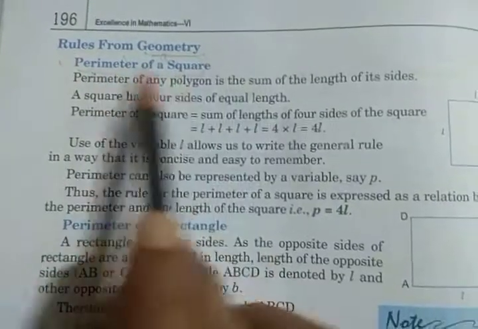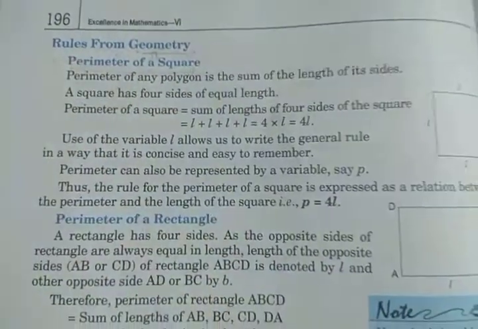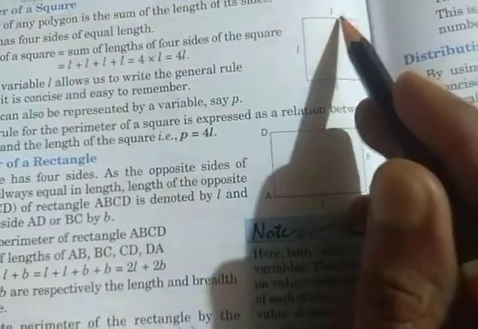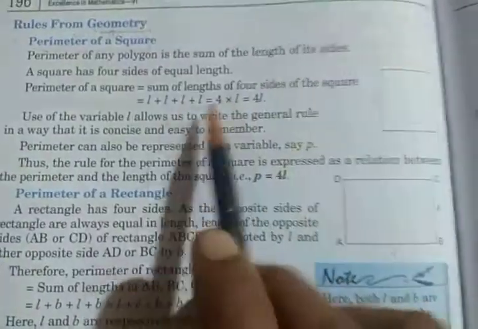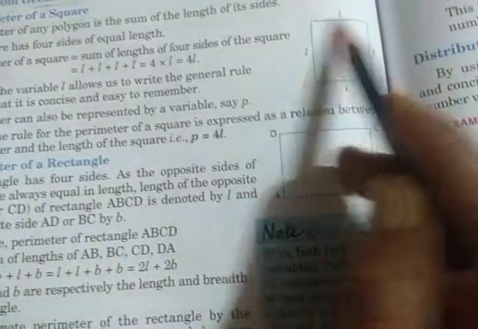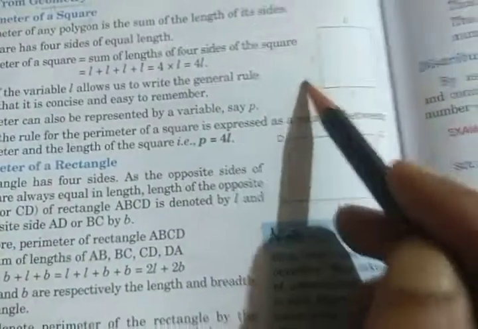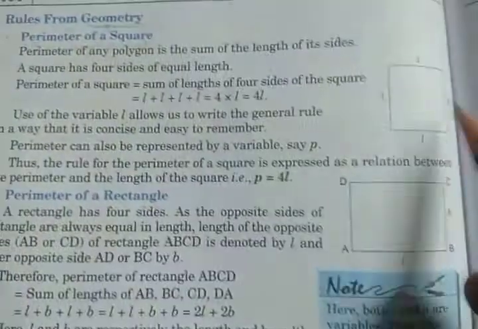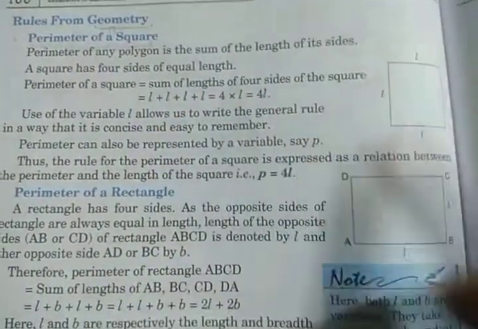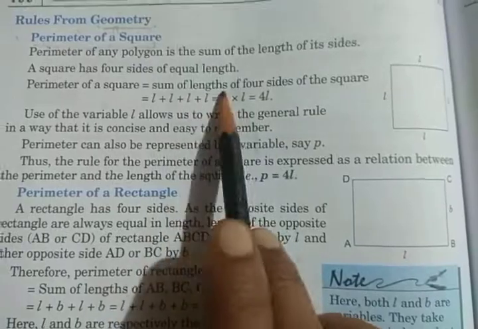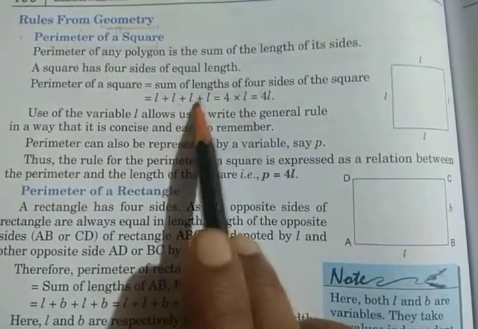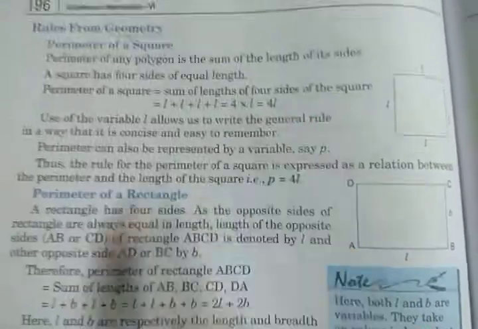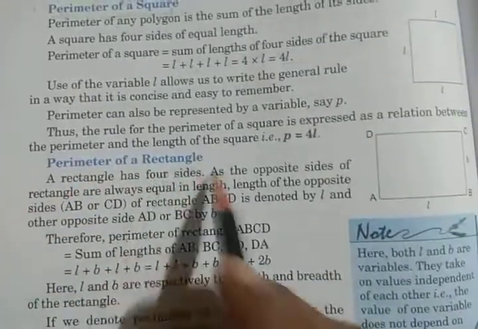As you know, the perimeter of a square is the sum of all sides. You have been given a square here. Their length is L meter or L centimeter, whatever. So there are 4 lengths: first, second, third and fourth. So the perimeter of a square means the sum of the lengths of 4 sides. L plus L plus L plus L, we get 4L. Okay.